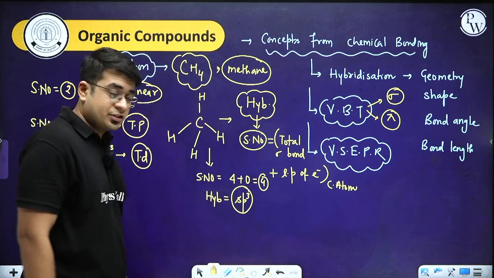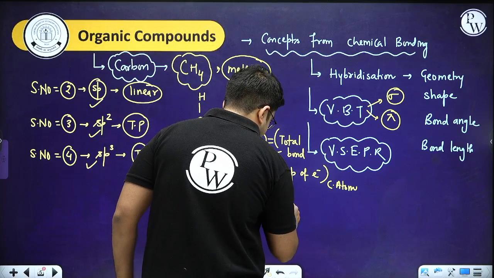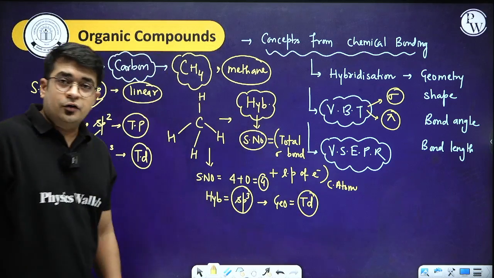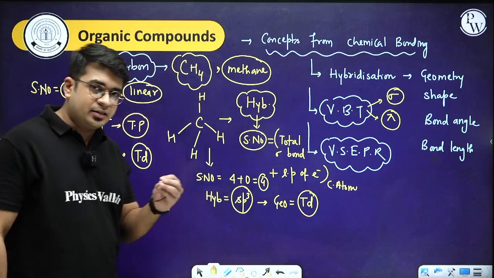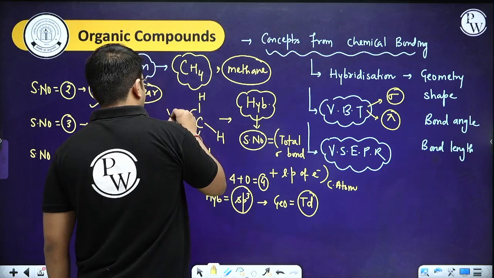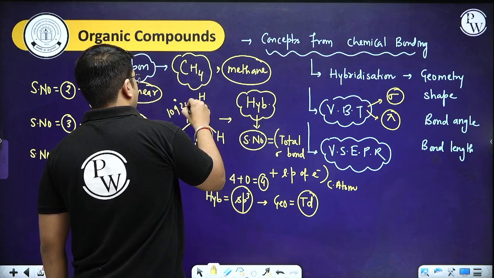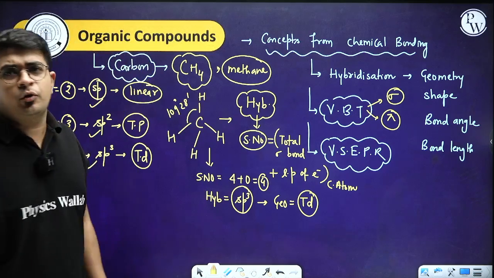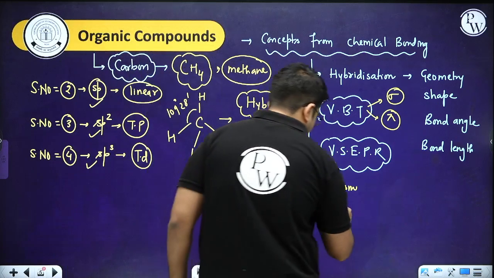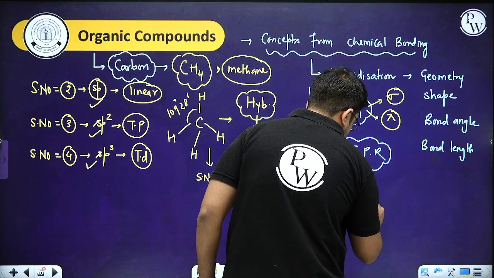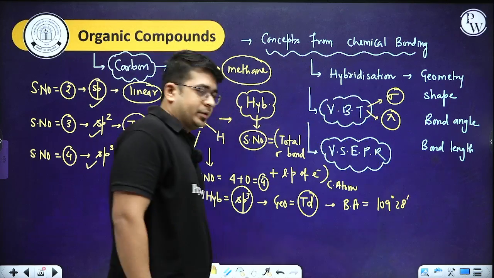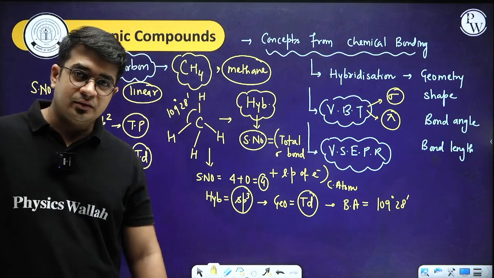If its hybridization is sp3, it means its geometry will be tetrahedral. Now from the tetrahedral geometry, there are certain things which you need to understand. In this particular case, the bond angle is 109 degree 28 minute, or you can say 109.5 degree approximately. So from that part you can say that bond angle will be 109 degree 28 minute. I hope this part is clear.